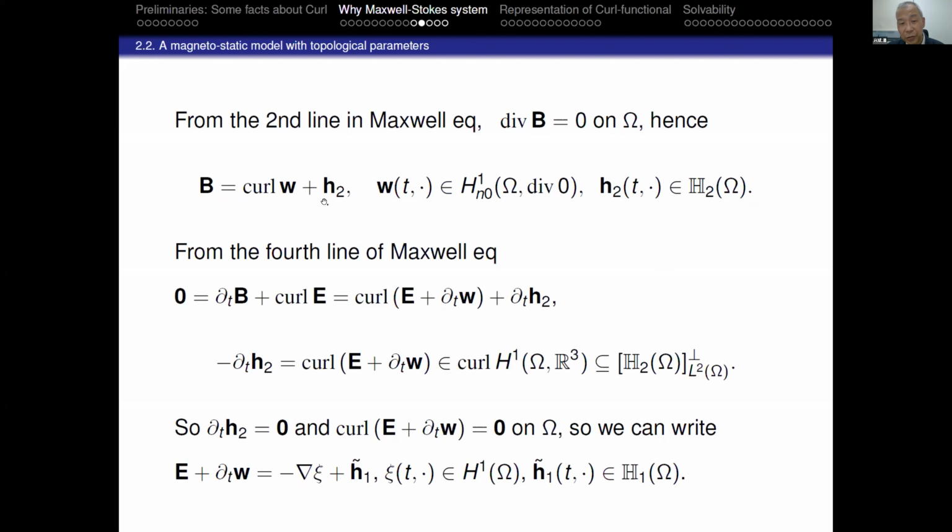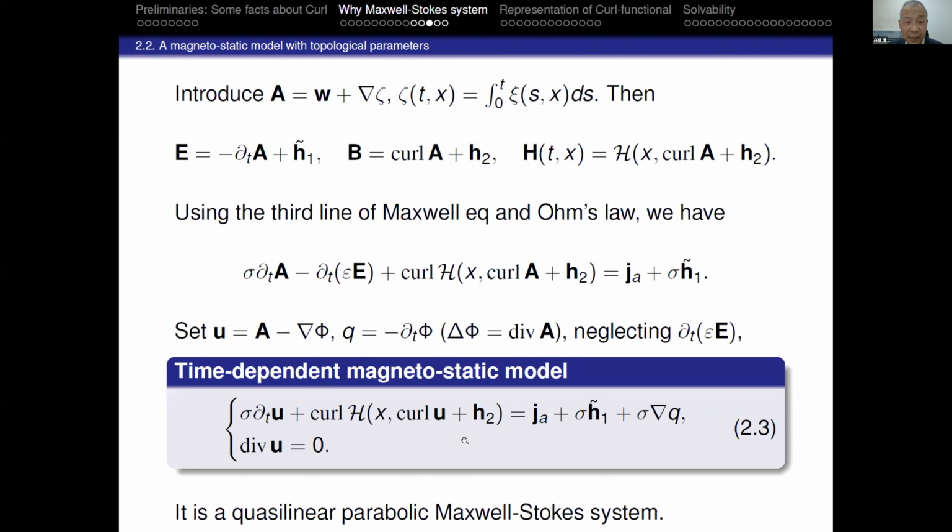Q of W plus H2. And then we find that Q of this one plus partial T H2 equals 0. Then each term must be 0. And then E plus partial dW must lie in the kernel of Q. Then you can write down that it is gradient field plus H1, the Neumann field. Okay, then you introduce A equals W plus gradient theta.